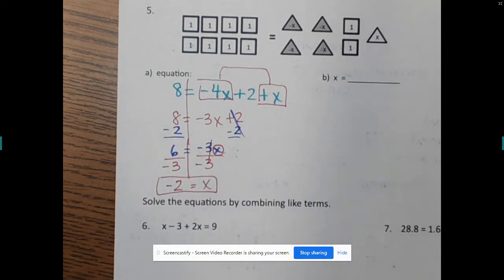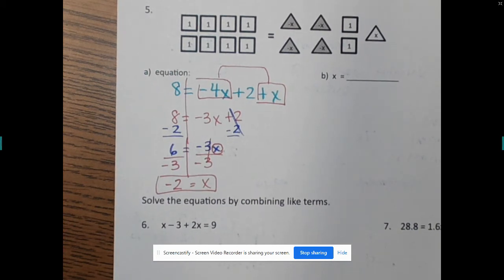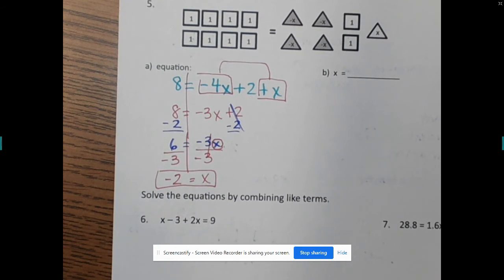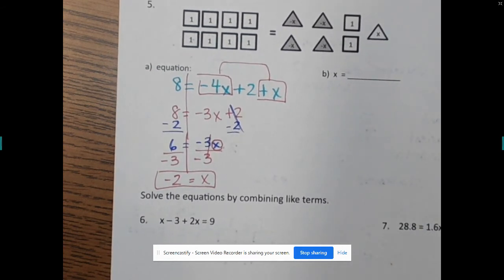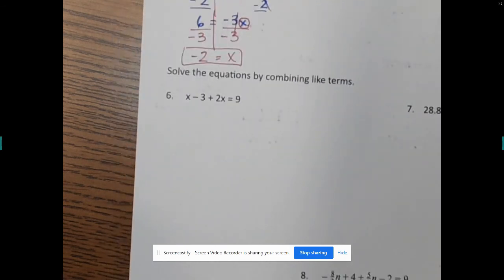Negative 2. This makes me want to show you all the check method right now, but I want to make sure we have time. All right. Everybody okay? Yes? Okay. Number 6. Draw your line.